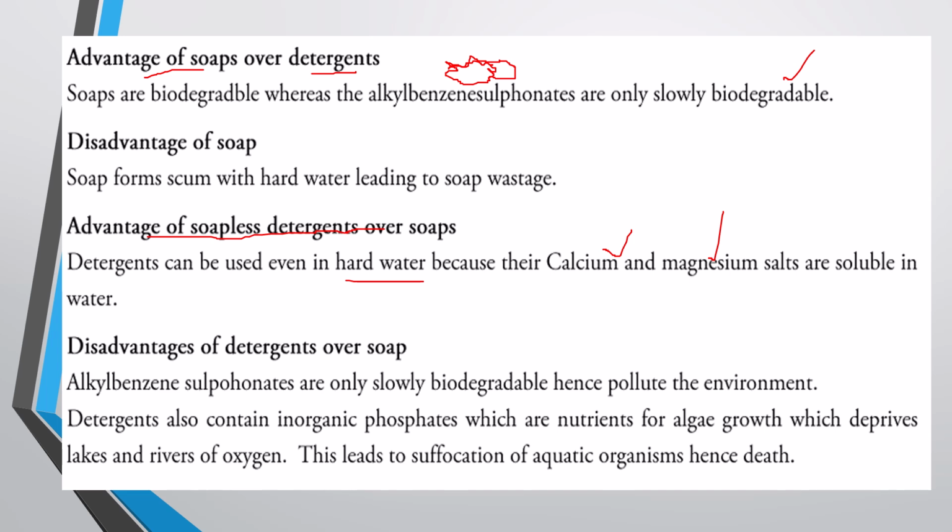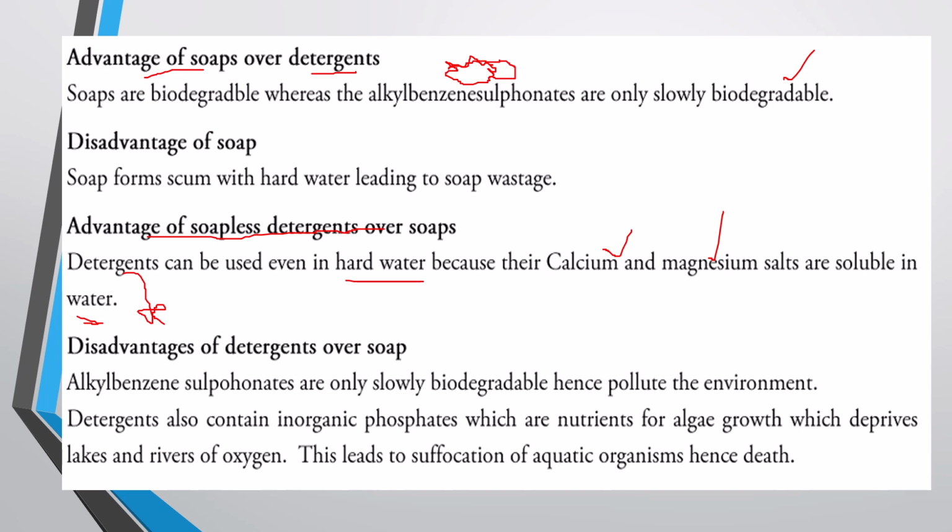Now the other advantage: these detergents form lather quickly. That's the white foam that you see after washing utensils or clothes. So detergents form lather quickly, you can add it as your second option, whereas soaps do not form lather quickly.